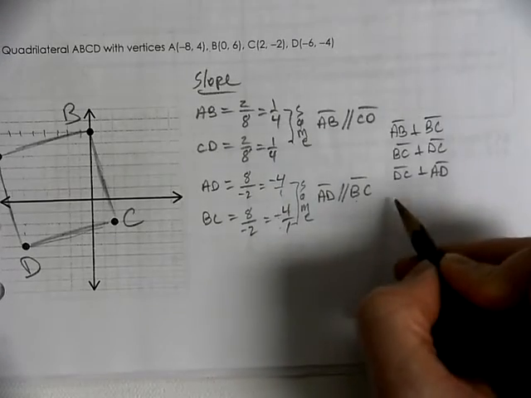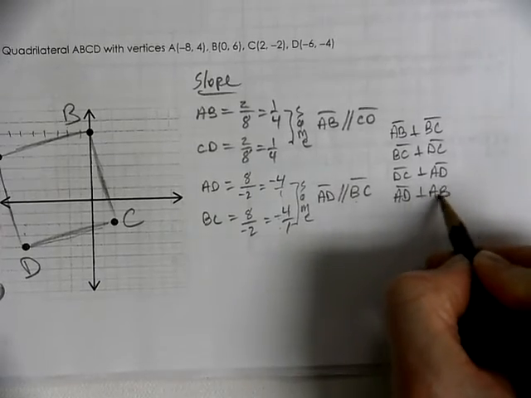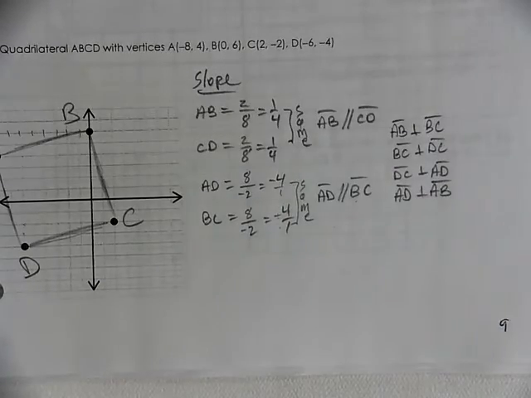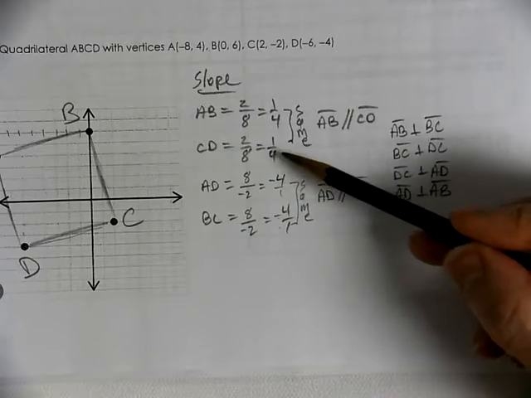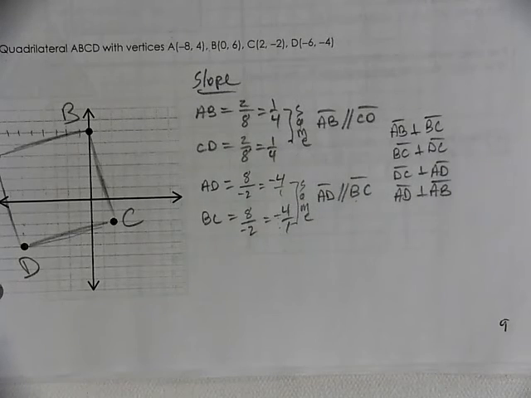And if you want to say that AD is perpendicular to AB, we have 4 right angles because they are opposite reciprocals in every one of those situations. So we have a parallelogram with 4 right angles. We think we have a rectangle, but maybe we have sides the same length.